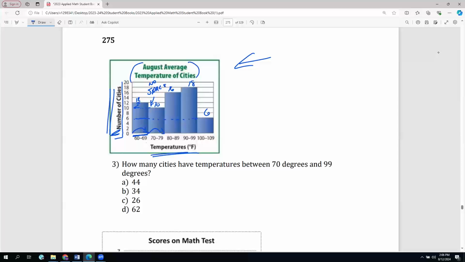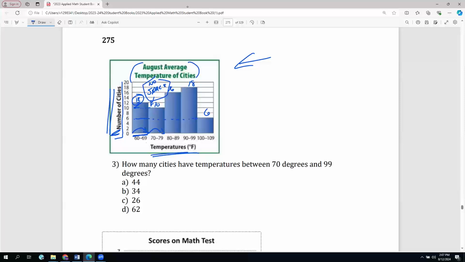You'll notice there's no space, right? So again, no space. And again, it's displaying something that's continuous, like temperature or money. You're going to see that. And it's also showing quantity too, right? The number of cities. So this is 12 cities in this interval.